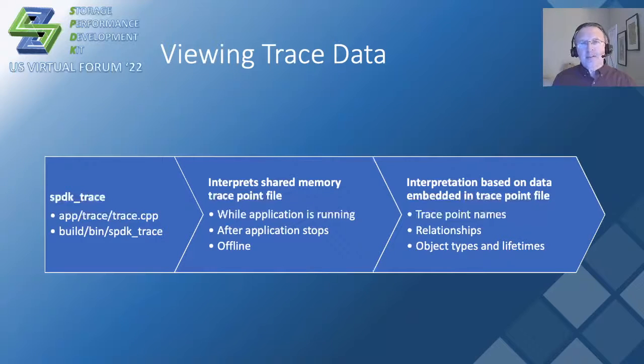What this means is that everything you need to interpret the file is embedded in that shared memory file. You don't need access to the binary that generated it. The application actually puts everything that's needed into the file itself. We'll talk in more detail on how that works, but for example, it puts the names of the trace points. What are the relationships between the trace points? For example, you may have an NVMF TCP request that generates a bdev IO, and so it can save relationships between those and how the trace application should interpret that data. And then also object types and their lifetimes.